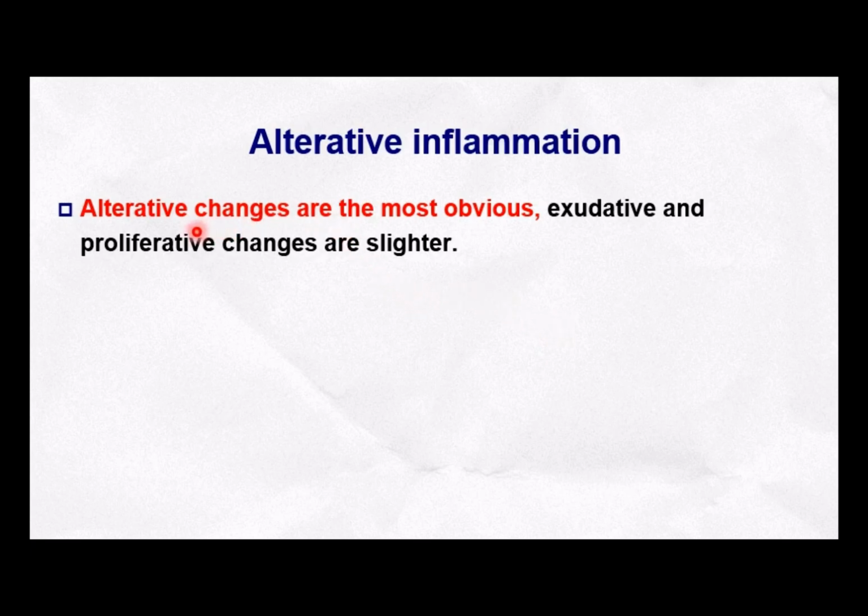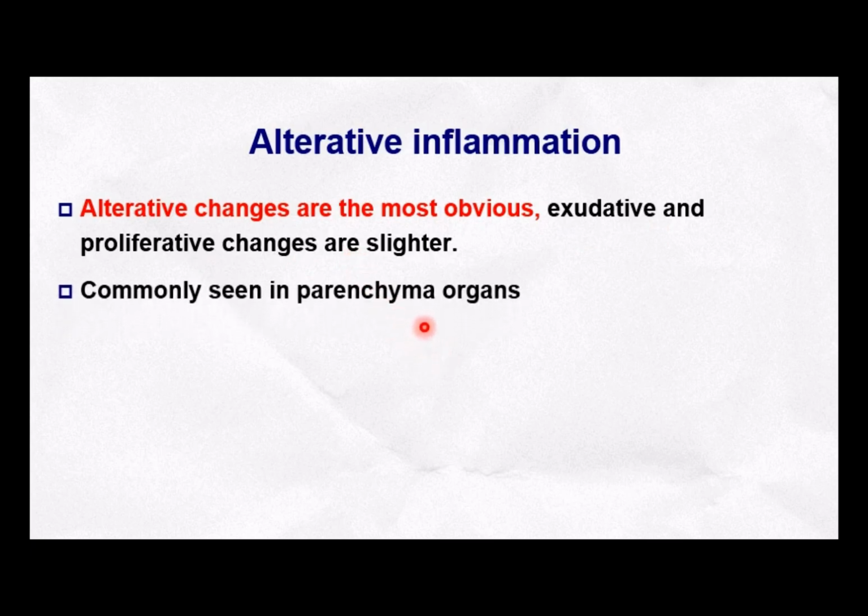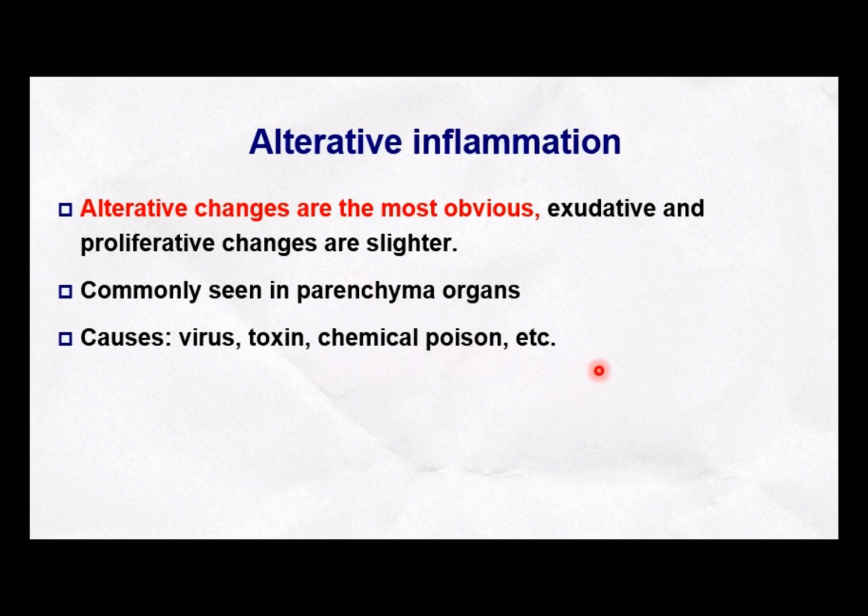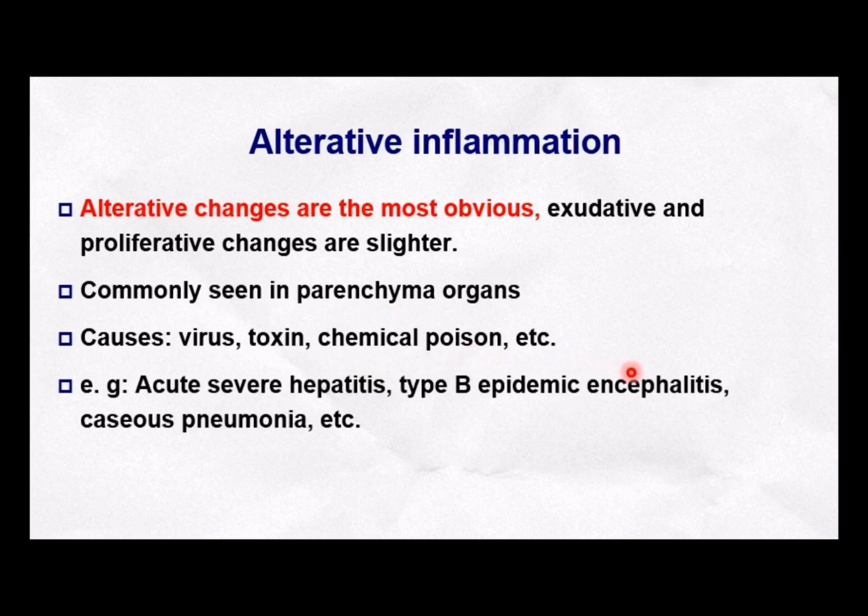In ulcerative inflammation, ulcerative changes are the most obvious. Tissue injury and necrosis are predominant in the process, while exudative and proliferative changes are slighter. Ulcerative inflammation is commonly seen in parenchymal organs. The common causes include virus, toxin, chemical poison, etc. Typical ulcerative inflammation includes fulminant hepatitis, type B epidemic encephalitis, and caseous pneumonia.